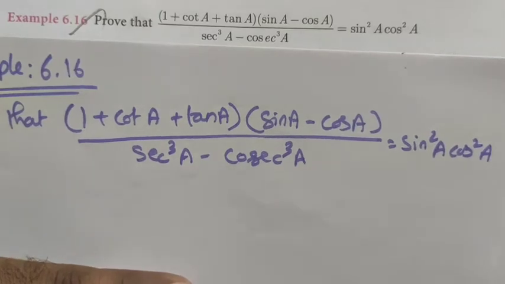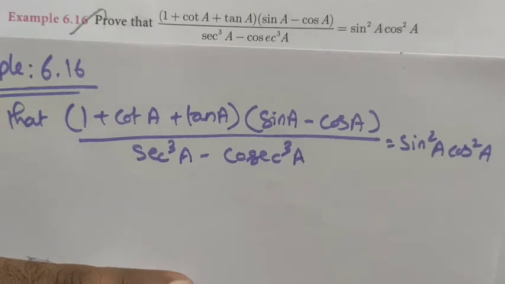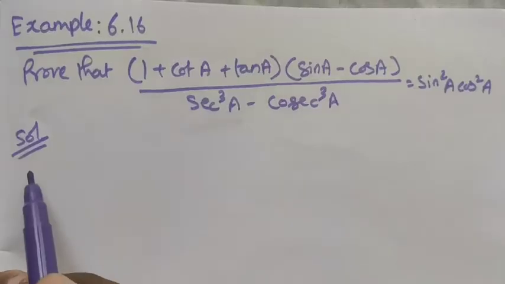Example sum 6.16. Prove that (1 + cot A + tan A)(sin A − cos A) divided by (sec³A − cosec³A) is equal to sin²A cos²A. That is what we have to prove. Let me take the LHS side.